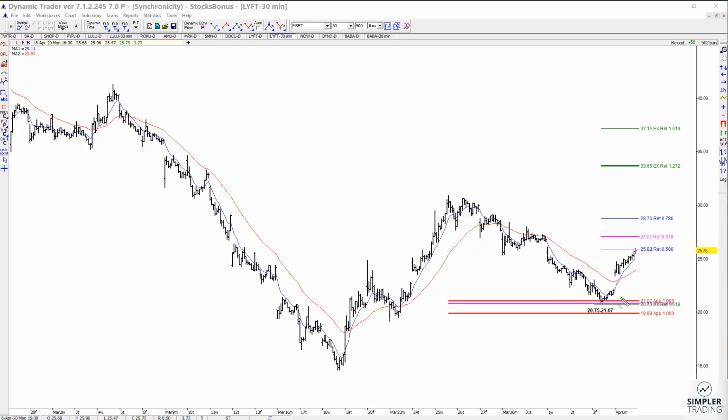Now, typically, if we hold above this area, the typical target that we're going to look for, the first target is 33.66, which is the 1272 extension of the swing into the zone. The second target, if it continues higher, would come in at 37.15.